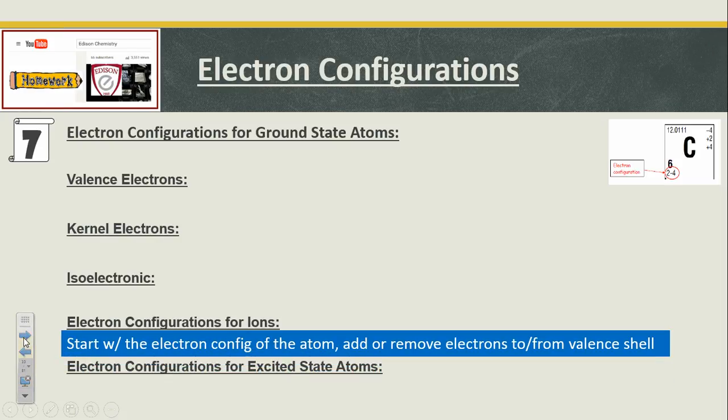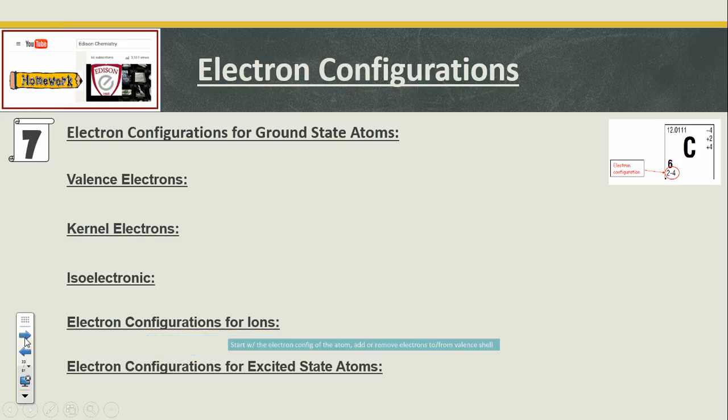Electron configurations for ions. So we start with the electron configuration for the atom, and then we add or remove electrons to or from that valence shell. So if the ion is positively charged, it means we've lost a valence electron. So we take the atom, like sodium, and we would remove 1 electron from the valence shell. Or if it's a negative ion, like chlorine forms, we would add an electron to the valence shell. So instead of having 7, it would have 8. Either way, both of those atoms become isoelectronic with another element from group 18, noble gases.